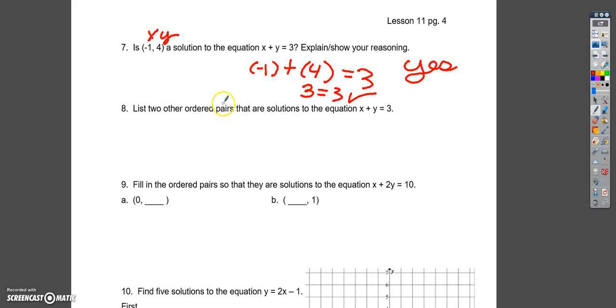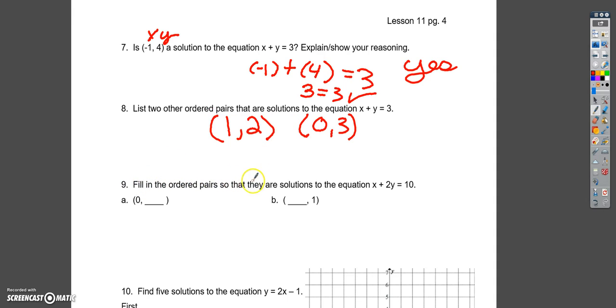List two ordered pairs that are solutions to the equation x plus y equals 3. So 1, 2, because 1 plus 2 equals 3, and 0, 3. List two other ordered pairs that are solutions. So those are solutions other than -1, 4.